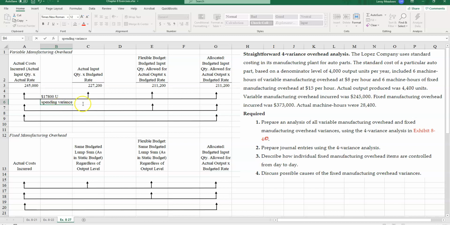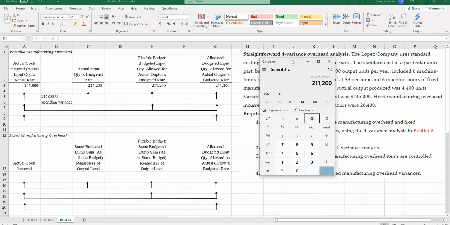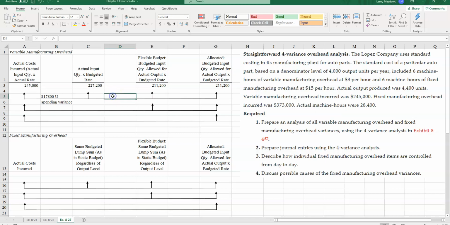Now let's take a look at our efficiency variance. My efficiency variance is going to be the difference between my actual input quantity times budgeted rate and the flexible budget dollar amount. So it's 227,200 minus 211,200, and I should have a $16,000 unfavorable variance. And again, that is my efficiency variance.